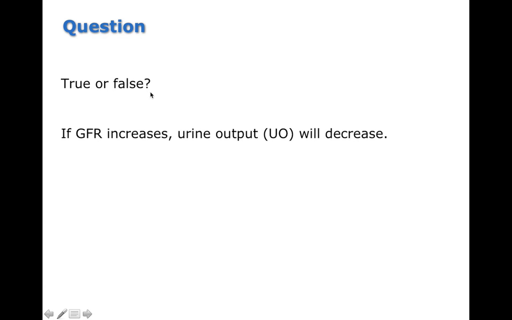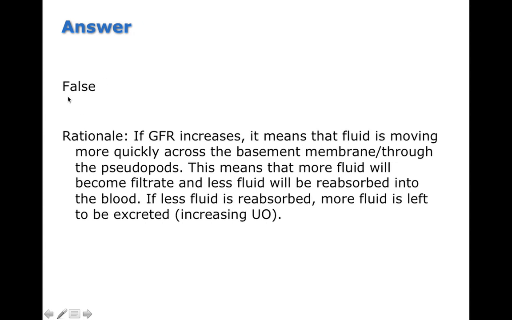So this question here says true or false. If GFR increases, urine output will decrease. Well, that's definitely false, right? Because if you can filter more, then you're going to be making more urine. So higher GFR indicates higher urine output. And this is an interesting phenomenon here, right? And actually there's indirect and direct mechanisms of urine formation.